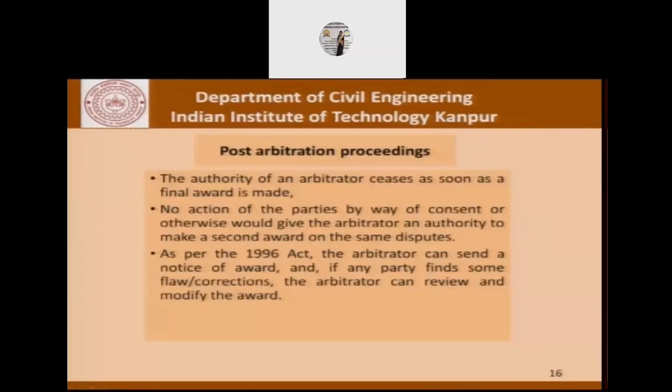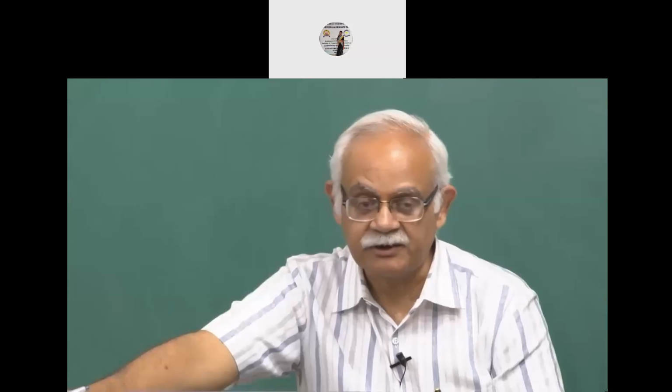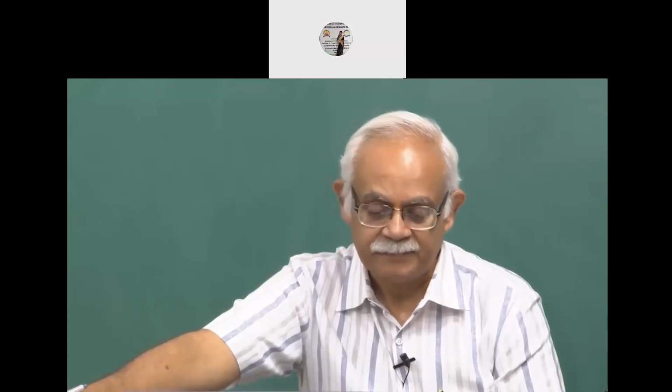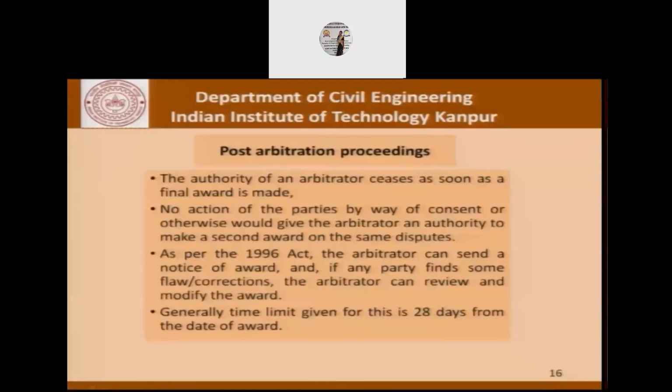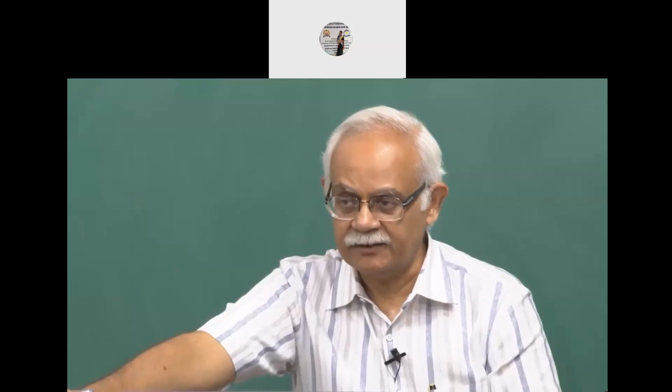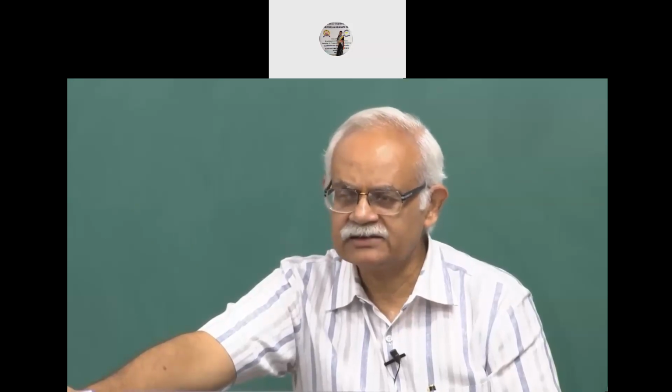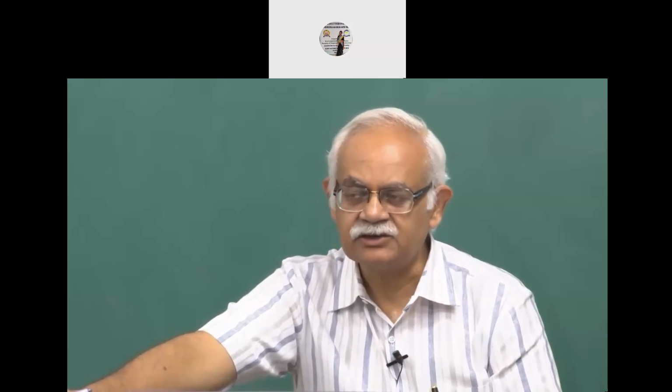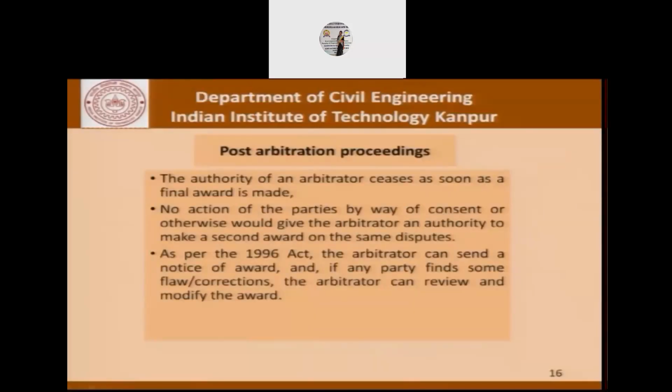As a small corollary to this, as far as the 1996 Act is concerned, an arbitrator can send what is called a notice of award, and if any party finds some flaw or corrections, the arbitrator can review and modify the award. But that is not a license for the arbitrator to revisit the award completely. Generally, the time is the award. So basically, after the award is made, except for very exceptional cases, it is not reviewed.